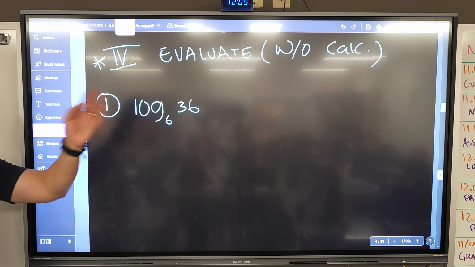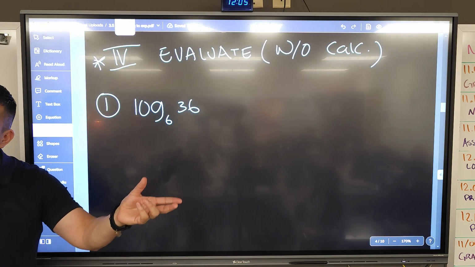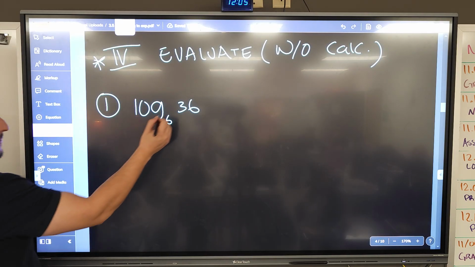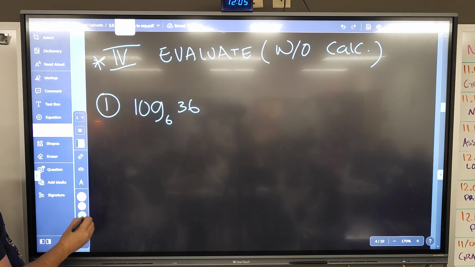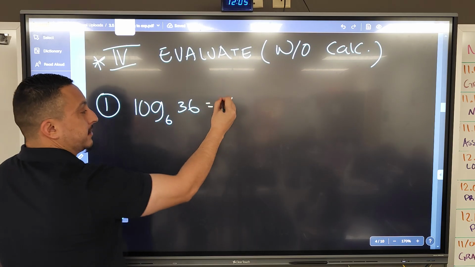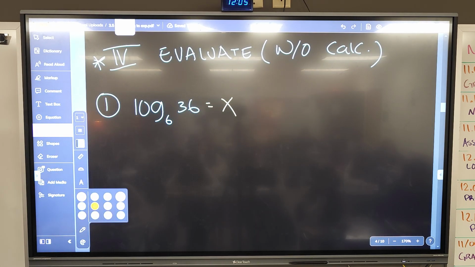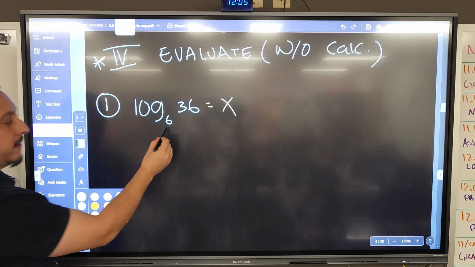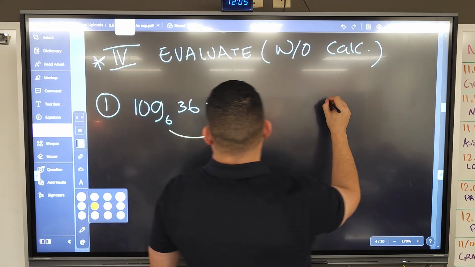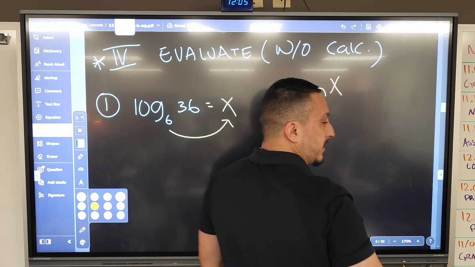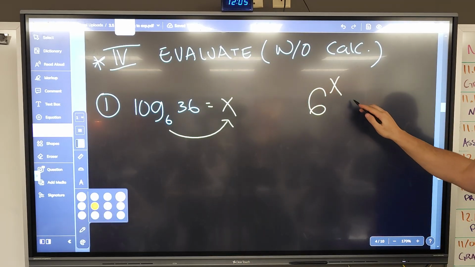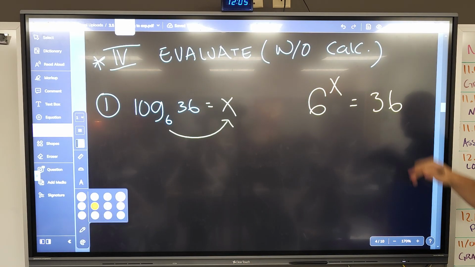I don't know how to do log, but I know how to do exponential. Like the other form's a lot easier. So I don't know the answer. I don't know what the answer is. Okay, that's what we're trying to find. So I could put a question mark right there. So I convert. 6 to the power of x equals 36.